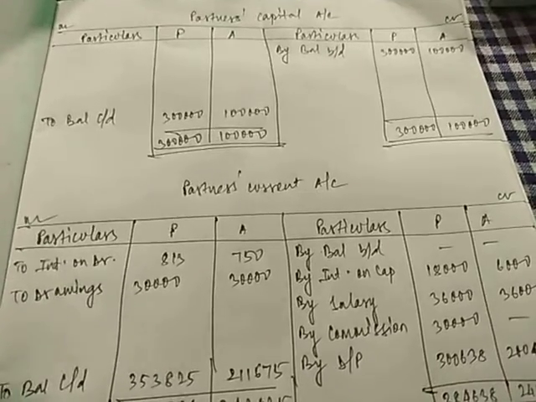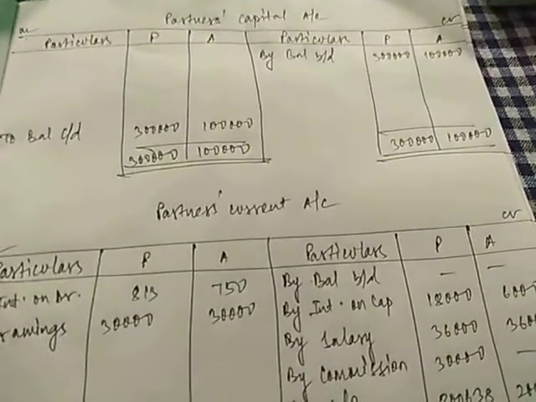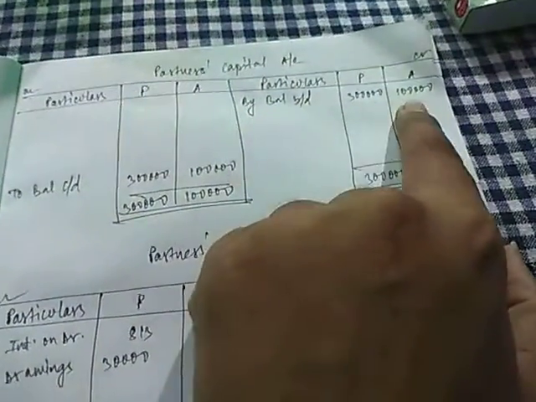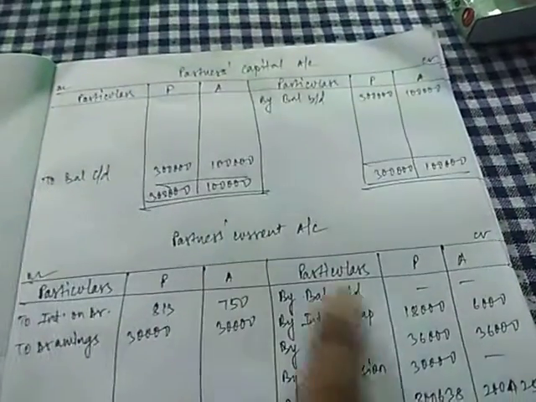When we prepare both capital account and current account, nothing will appear in capital account except the balance BD and the balance CD. That will remain unchanged. The same amount will be balance BD and the same amount will be the balance CD also. Rest everything will be appearing in the partner's current account.